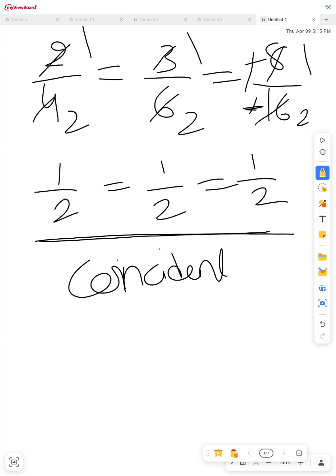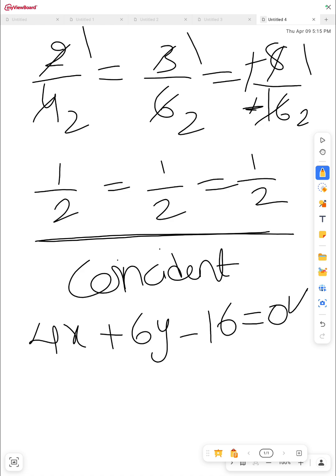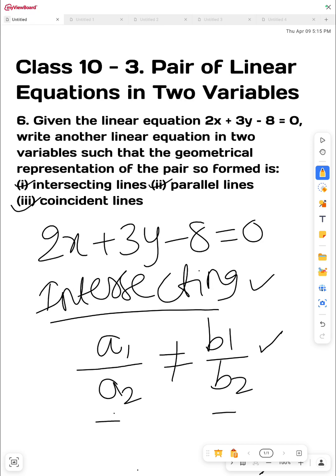Then the equation should be 4x plus 6y minus 16 is equal to 0. This is the equation for coincident lines. This is the way we can write pairs of linear equations which satisfy intersecting, parallel and coincident lines.